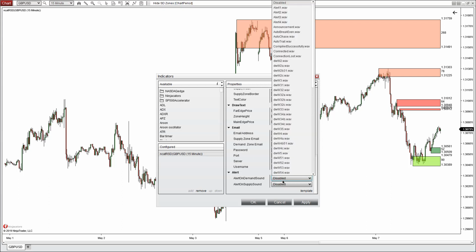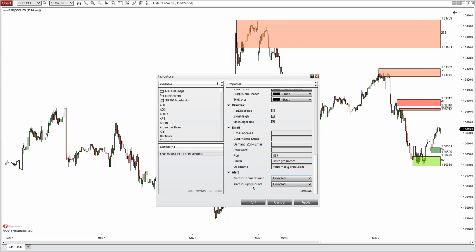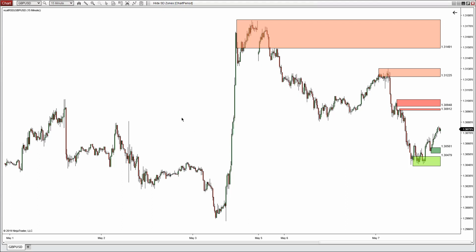Alert is just audible alert, so every time a demand zone or supply zone is created, and/or touched, you can go ahead and pick one of these WAV files for demand zones or supply zones. Once you're done, go ahead and hit OK, and you're all set and ready to go.